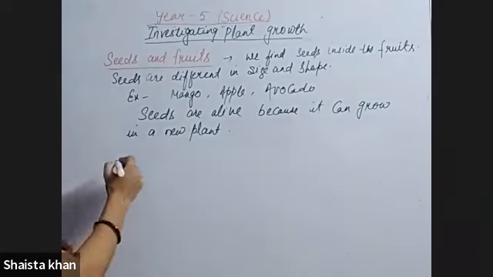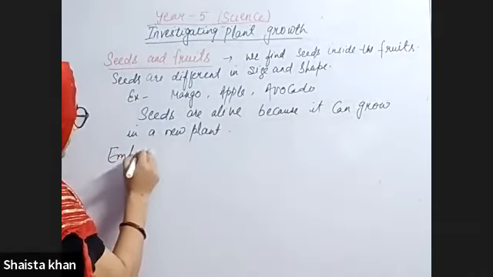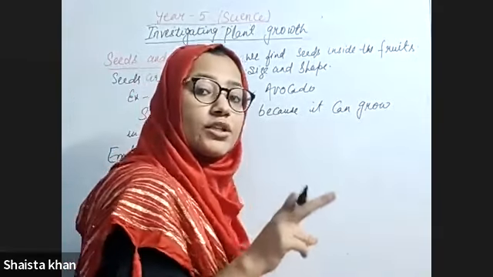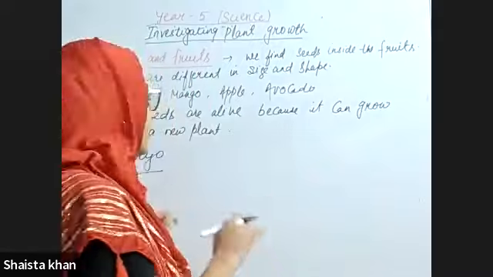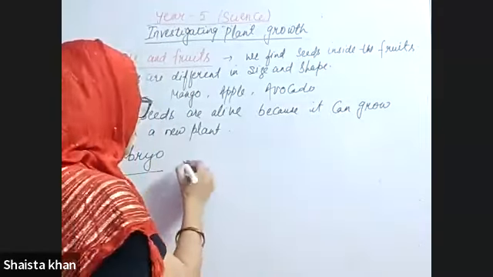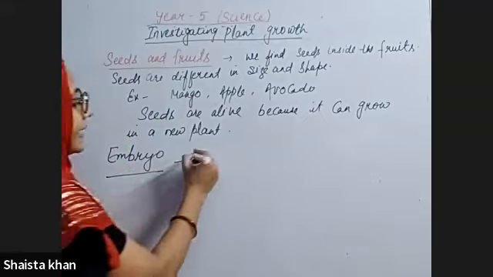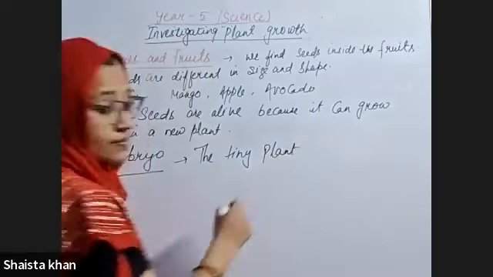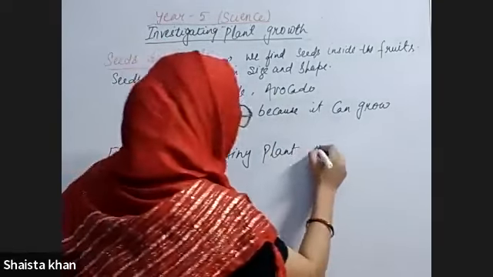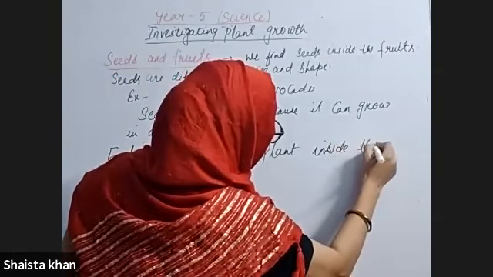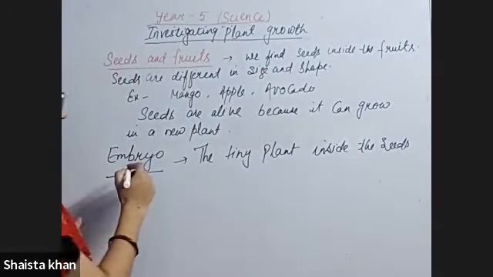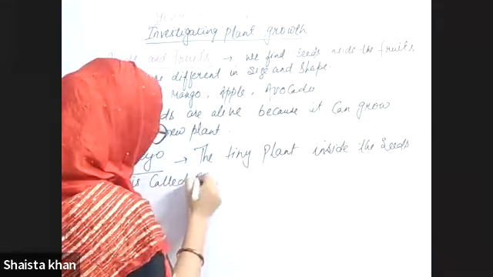Fine. So see, this is the next term, that is embryo. What is embryo? Embryo is the tiny plant inside the seeds. How do seeds grow into a new plant? Through the embryo. So embryo, the tiny plant inside the seed, is called embryo.